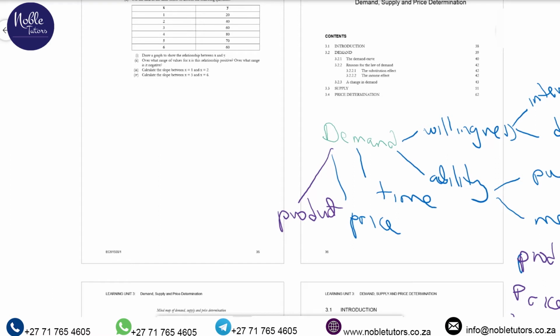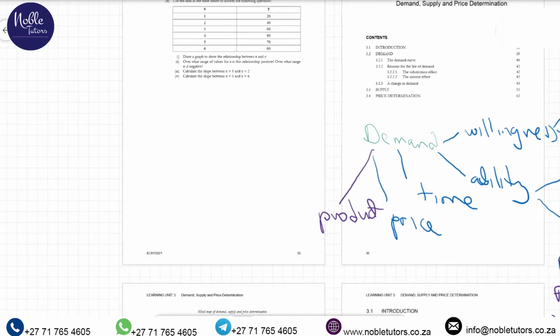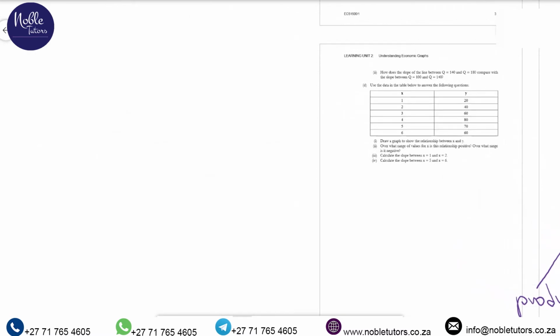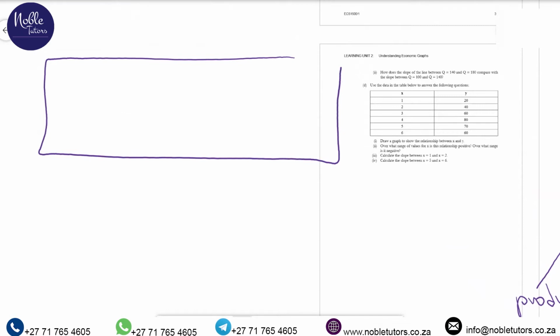From the definition of demand, let me draw a demand schedule now. What is a demand schedule? A demand schedule is a table showing the relationship between quantity demanded and price of the product. So it's a table, right? Let me draw the table. That's price, quantity demanded.